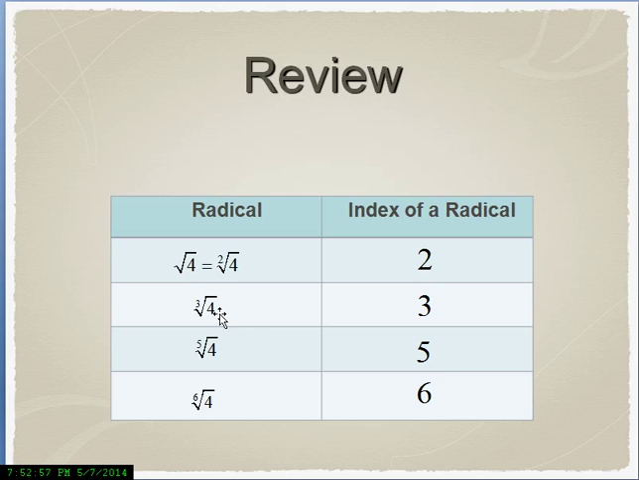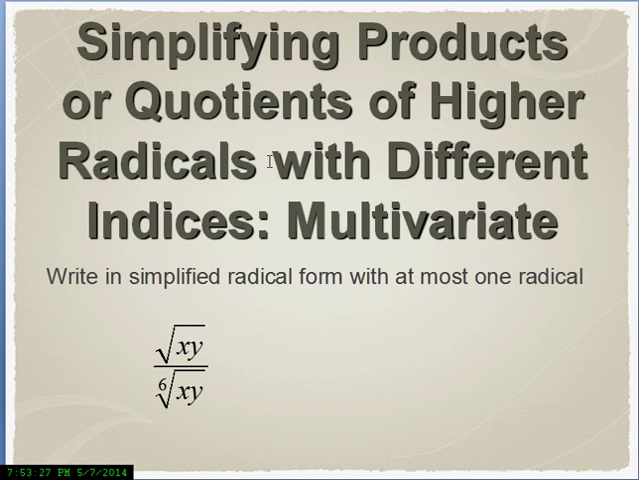Here we have the cube root of 4, and so the index would be 3. And then the fifth root of 5, the index would be 5. And the sixth root of 4, the index would be 6. So you can recognize that the index is that little number written right there in the crook of the radical.